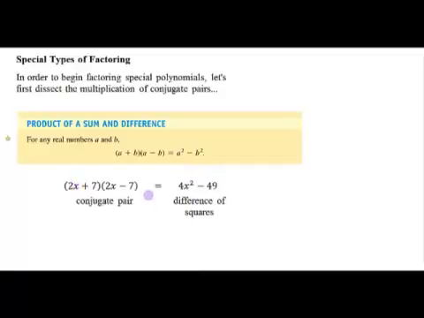So when we have conjugate pairs that multiply together, the result is called the difference of squares. Why would they call this a difference of squares? If you look at this, 4 is a square, and x squared is a square. 49 is a square, and we're taking the difference of them. So it's a difference of two squares.